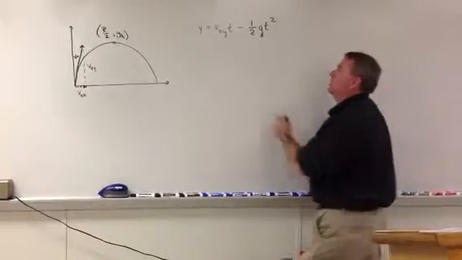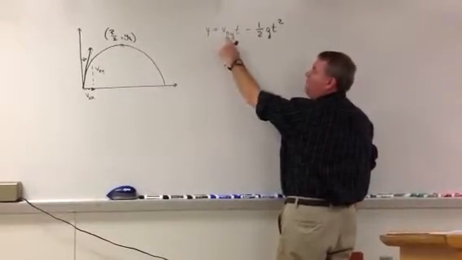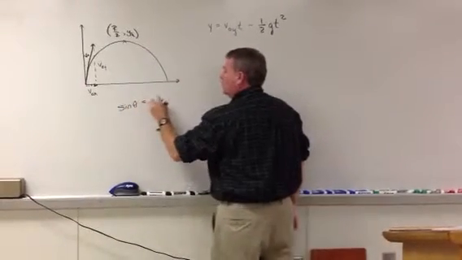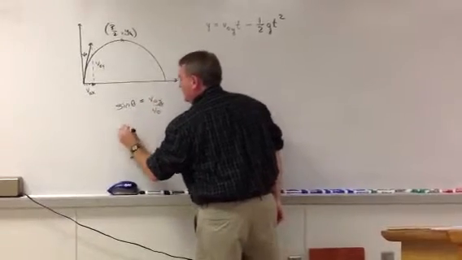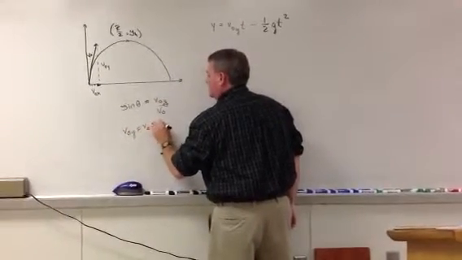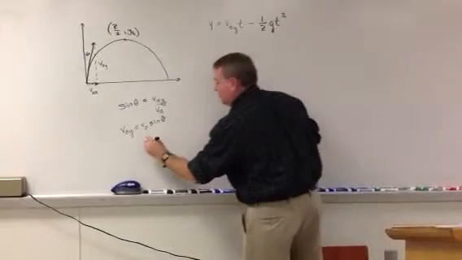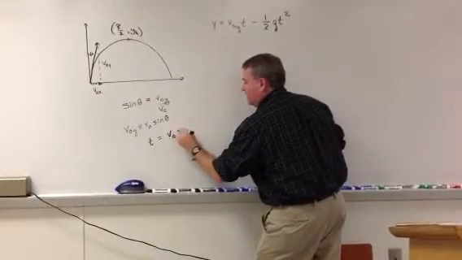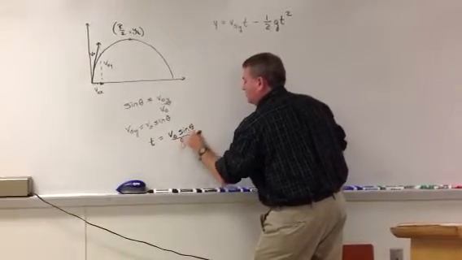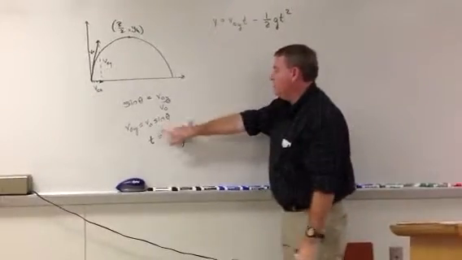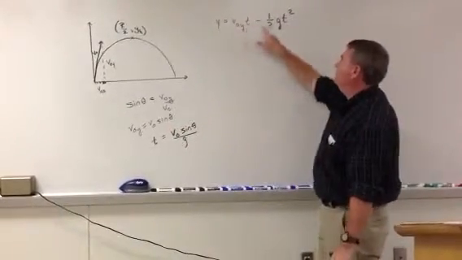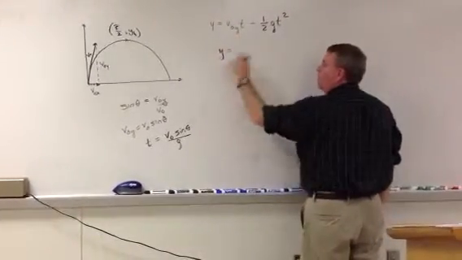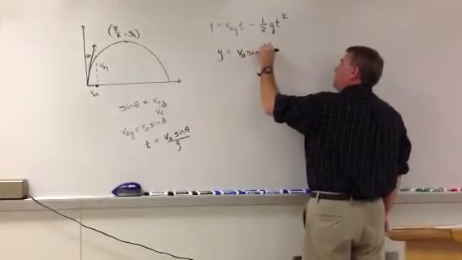We're going to make two substitutions. The first substitution is going to be for v naught y, because we showed earlier that sine theta is equal to v naught y over v naught. So v naught y is equal to v naught sine theta. And we just proved that the time it takes to get to this point is equal to v naught sine theta divided by g. We're going to substitute these two equations into here. So we have y is equal to v naught y, which is v naught sine theta.